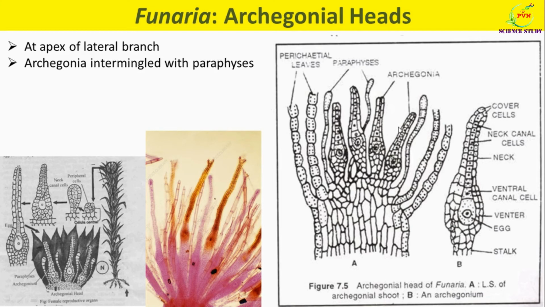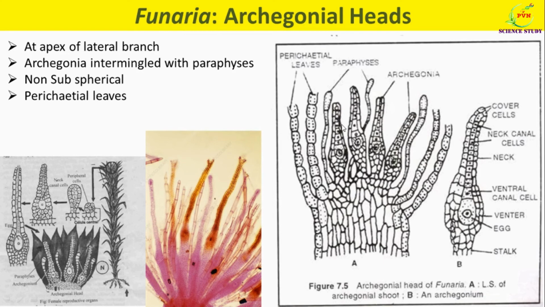As you can see here, the archegonia are intermingled with the paraphyses. These are the paraphyses which are present in between the archegonia. Paraphyses are multicellular, long, sterile, hair-like filamentous structures, but their apical cells are like the other cells. As you can see here, the apical cells of the paraphyses are like the other cells because they are not subspherical, as we have observed in the case of the antheridial head.